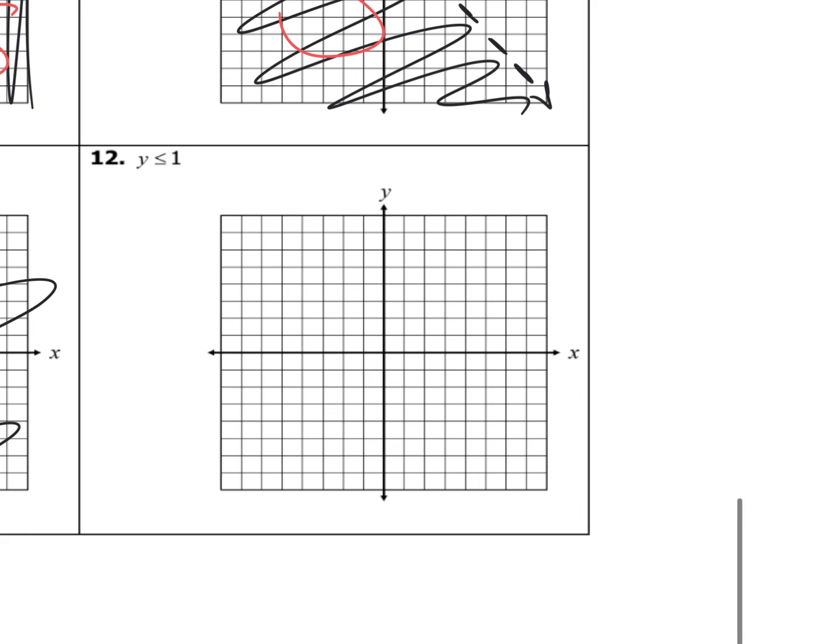For number 12, y equals is a horizontal line because it's the opposite of the axes. Since this is equals to, then we have a solid line at 1 going straight across. And since y is less than, we shade below.